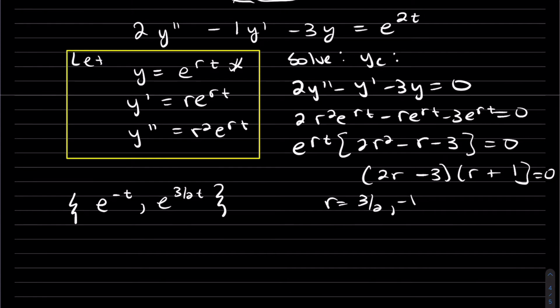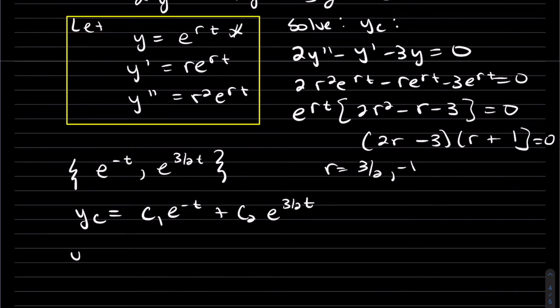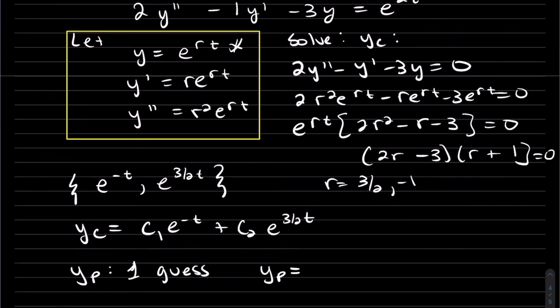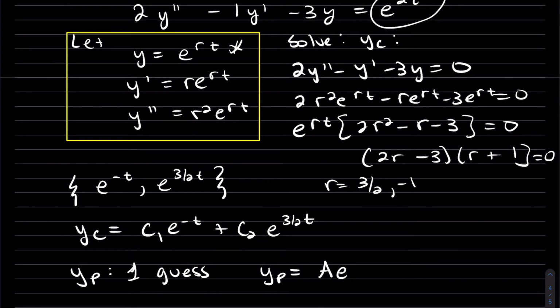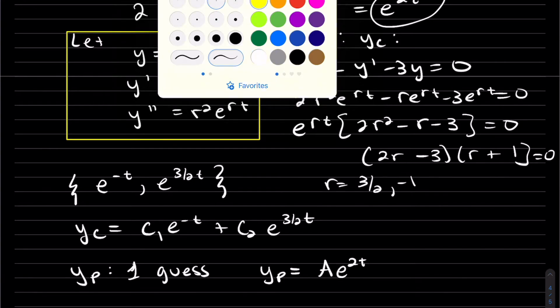So we can keep going now, find our yp. So we have our yc. So my yp, my first guess. Now this is e to the 2t, so it'll be a e to the 2t. And when we look at our homogeneous, or yc, 2t, -1t, and 3/2 t, they are all independent, so we don't have to worry about it. That's going to be my guess. So I kind of put a check mark there.